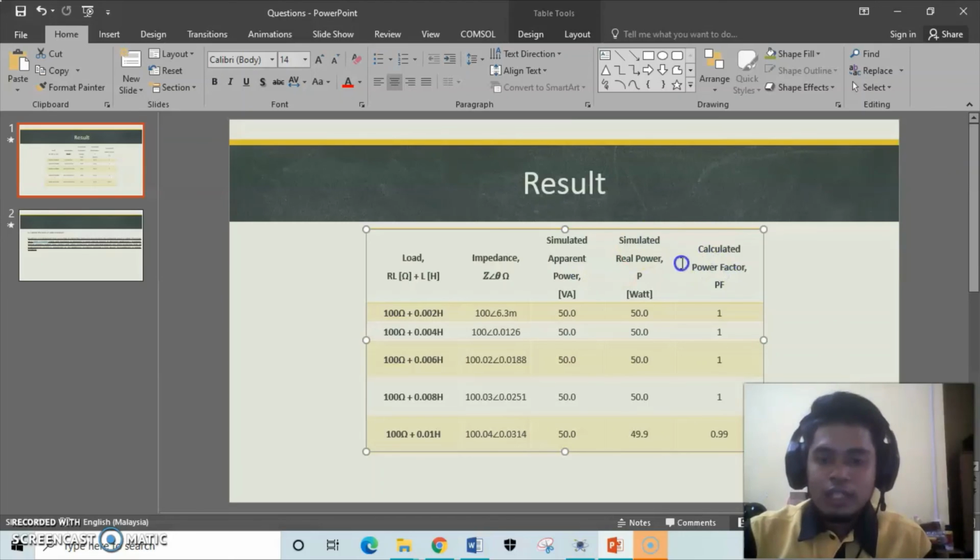Watt and VA simulated output power are both measured using the wattmeter. After that I can calculate the power factor, PF, by simulated power divided by simulated output power. So that's all for me. Thank you.